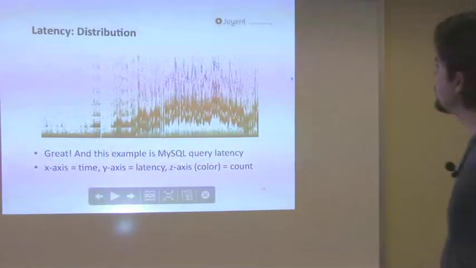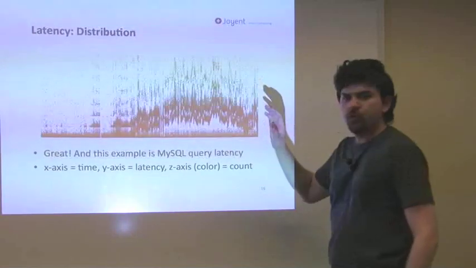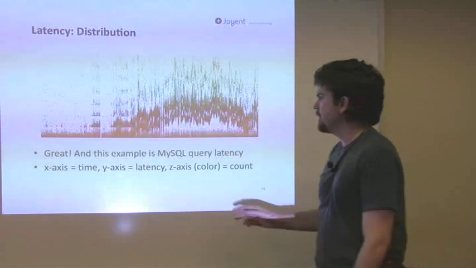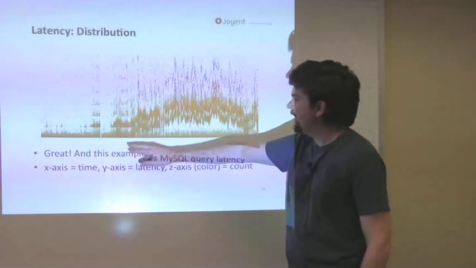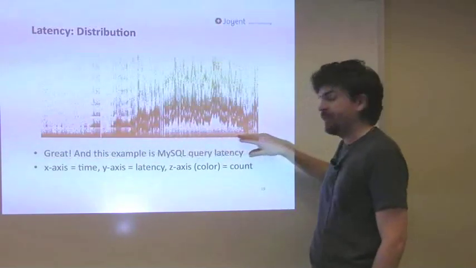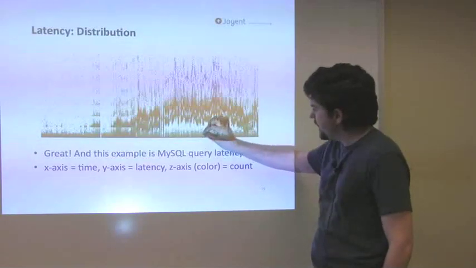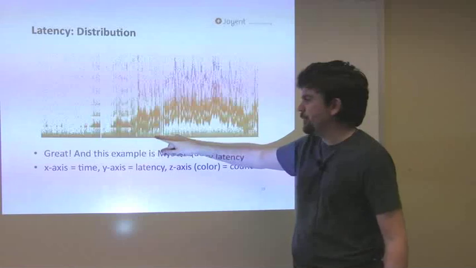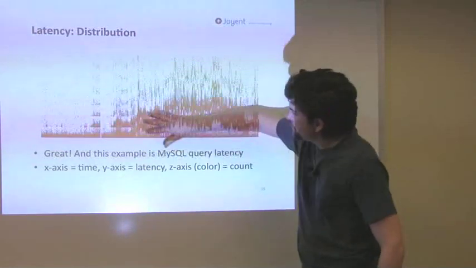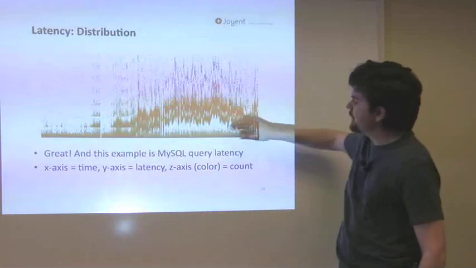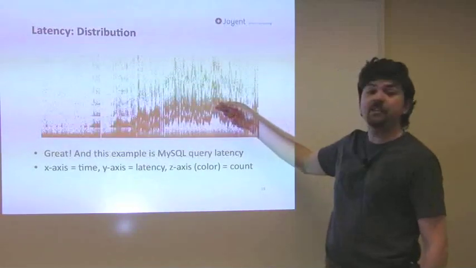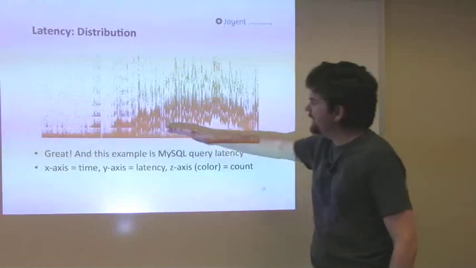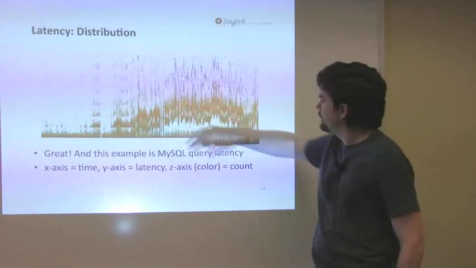And by using the heat map distribution, a lot of detail pops out. For example, we can see that there are a lot of queries that are fast, that have a low latency, between 0 and 1 milliseconds. But there's this wave of queries that are slower, and the pattern is changing over time. Not only that, but there seem to be different bands or levels of latency.